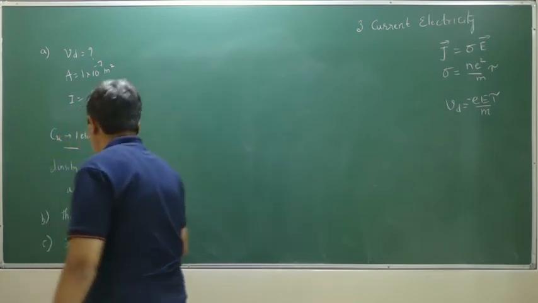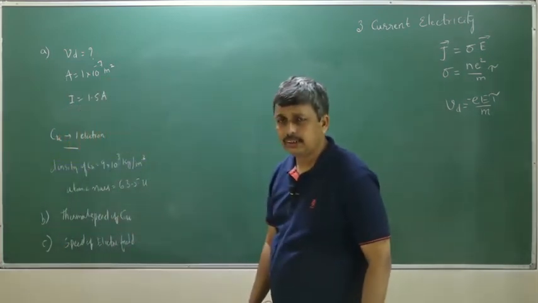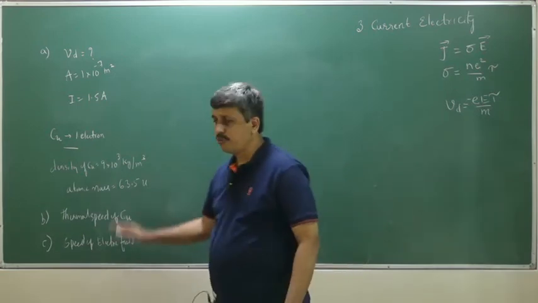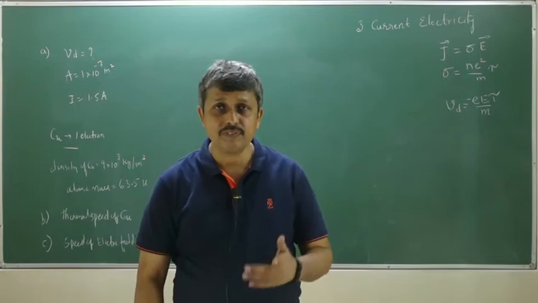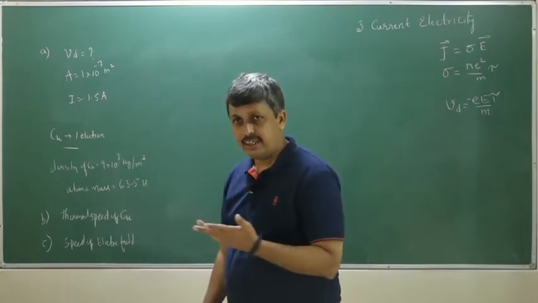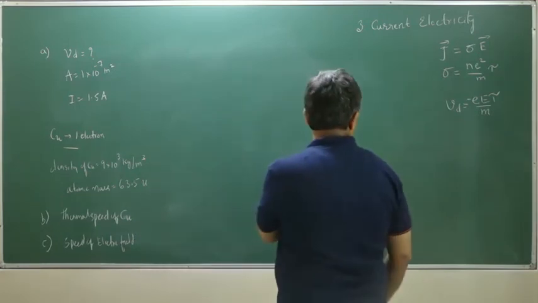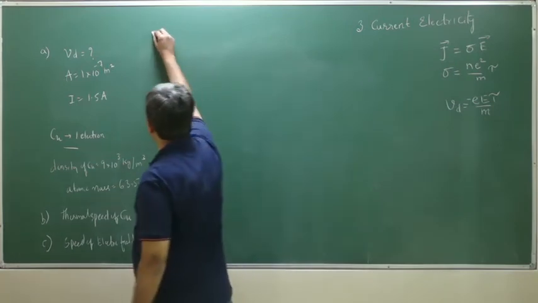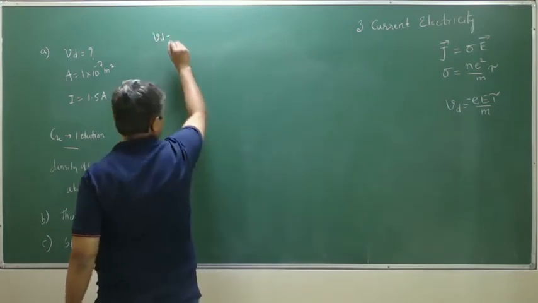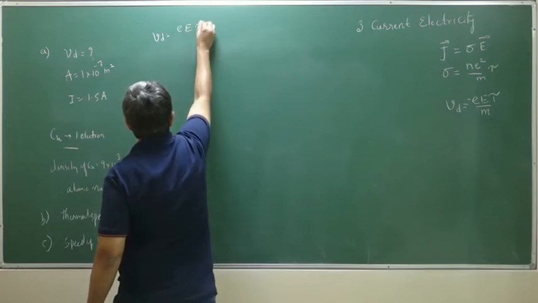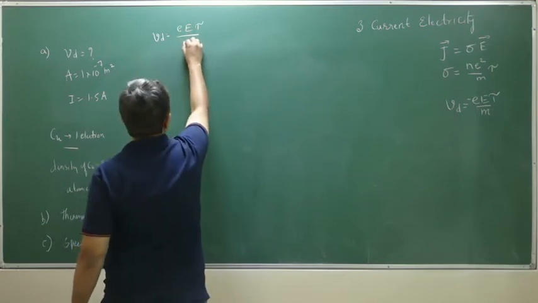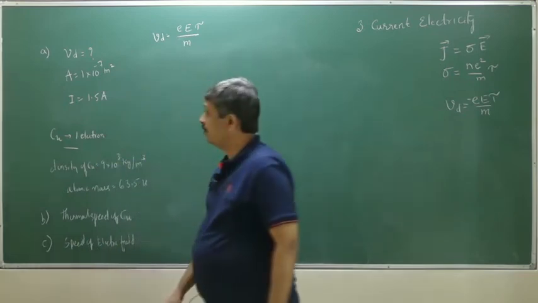So you will not be able to quickly do these things, mainly because these are not something which are known to you immediately. So this problem will help you to understand that. So first thing that we will do is the A part. Drift velocity, there is a formula: Vd is equal to capital E into tau divided by m. That is the drift velocity.